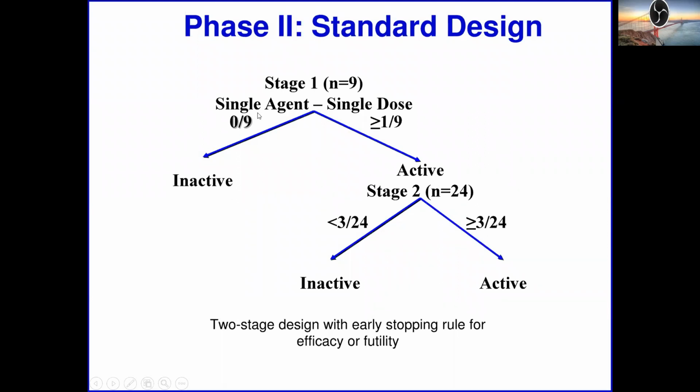In this group of 9, if there is no activity or efficacy seen, then we deem the drug inactive and we will not proceed further. If there is more than one response, I'm saying more than one, not one, in 9 patients, we will recruit 24 more patients and complete the study.